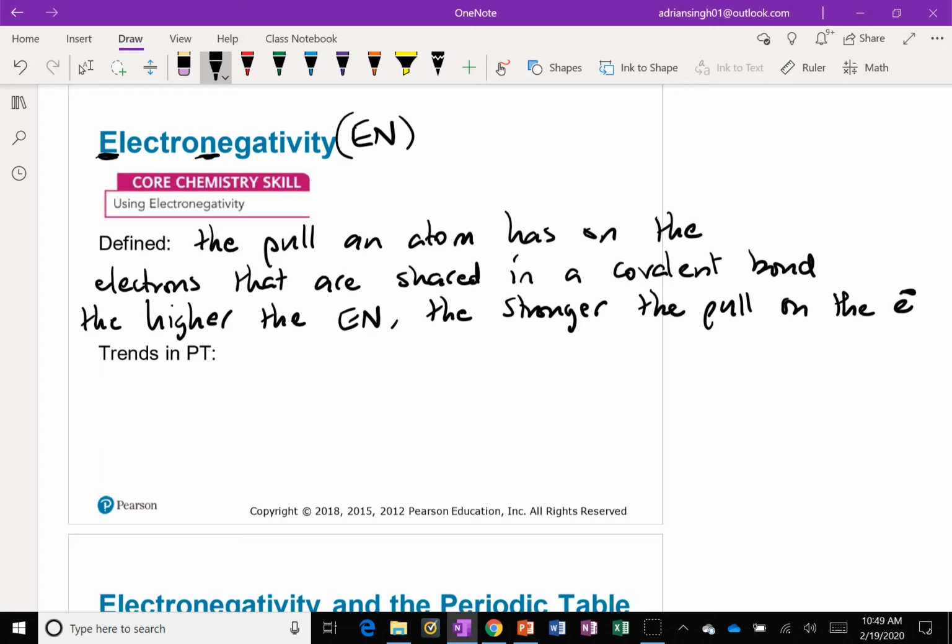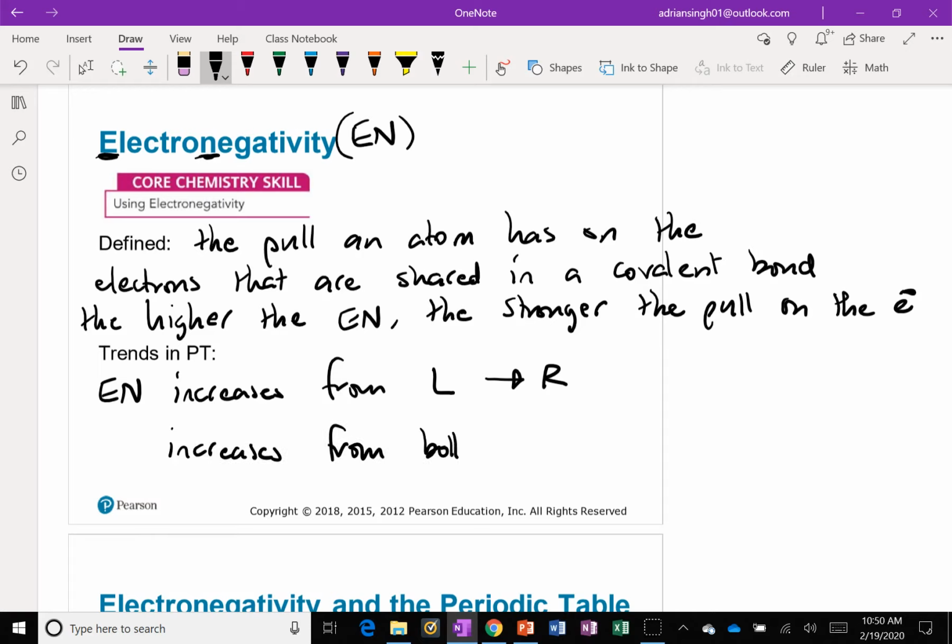On the periodic table, there's a trend that we're going to see, just like in the last chapter, where there were several trends in the periodic table. The trend for electronegativity is that it increases from left to right across the table, and it also increases from bottom to top in a group. So as you go up, it increases. As you go from left to right, it increases as well.